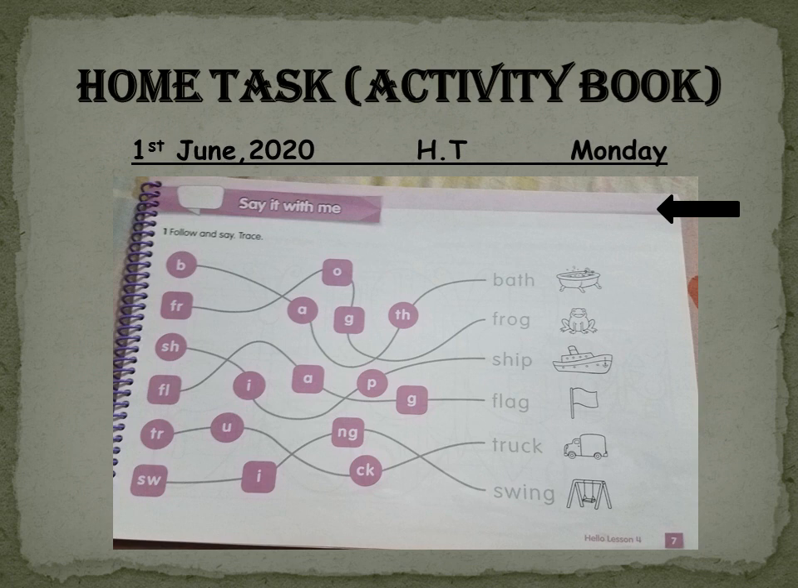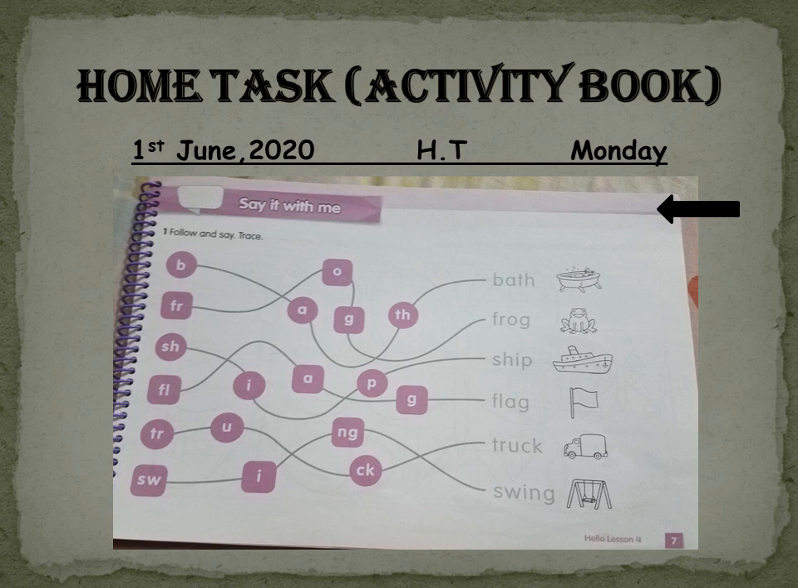The next one is fr. Fr says fr. Again, you need to follow the lines. Be careful while following the lines because these are jumbled lines. So do it very carefully. The second one is frog. Then follow the line, trace the line. You are going up. There is letter O. O says o. Fr, o. Then you will come down from O. There is the next letter G. G says g. Fr, o, g. Frog. Again, you will trace the word frog and color the picture of the frog.